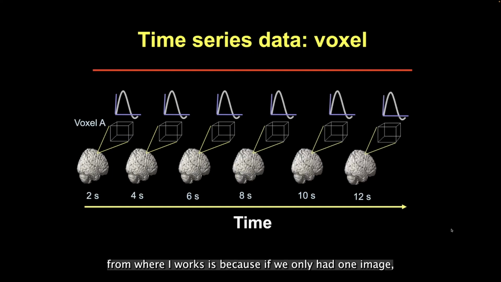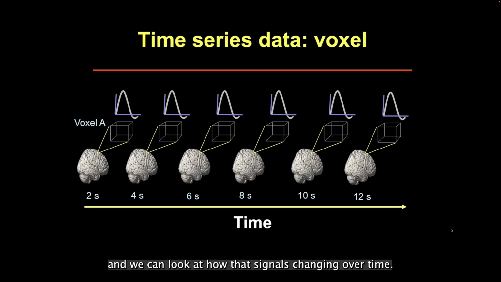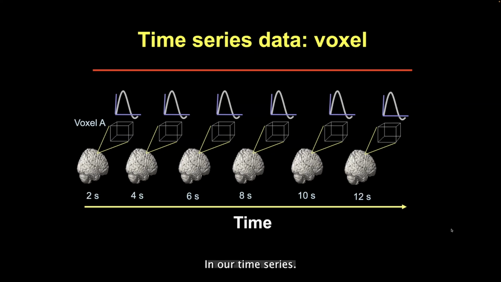The reason fMRI works is because if we only had one image, it would just be a picture. It would just be a static image, much like all of the other structural MRI that people are most familiar with. But because we acquire the data very rapidly, it only takes us 2 seconds to create this, we have the opportunity to look at change over time. It becomes dynamic. We have 2 seconds, and then 4 seconds, another volume, and we can look at how that signal is changing over time in our time series.